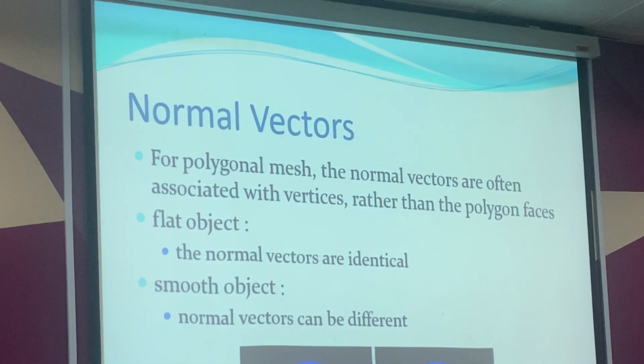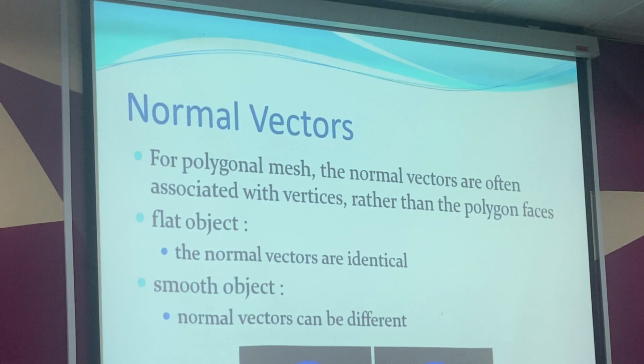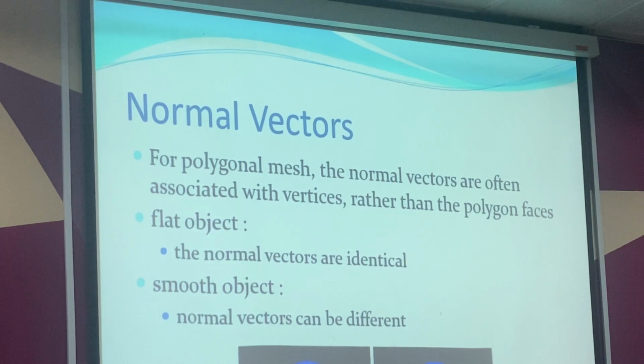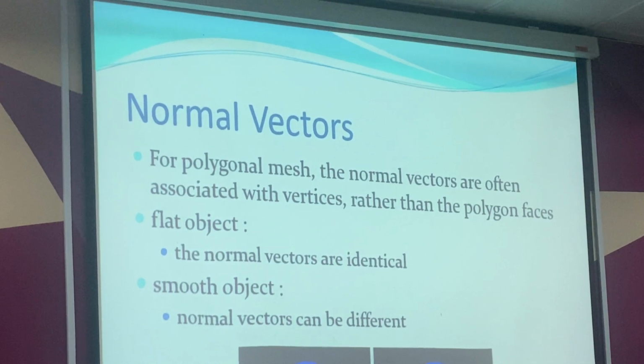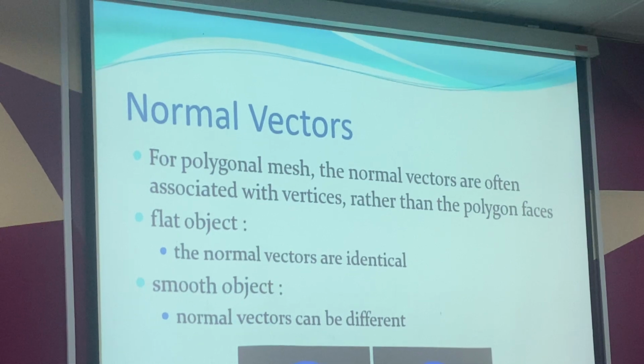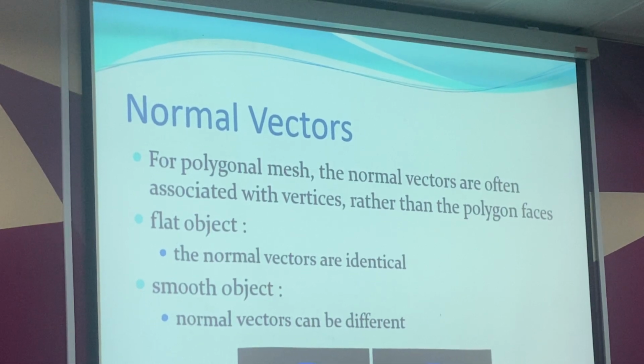Okay, the two shadings can be seen here. For a polygonal mesh, the normal vectors are often associated with the vertices. So the normal will be put on the vertices, and you attach your normal there rather than to the polygon face. For flat shading, the normal vectors are identical if you only attach on the first vertex. So not so good. You can see here, this is flat shading. This is what you get.